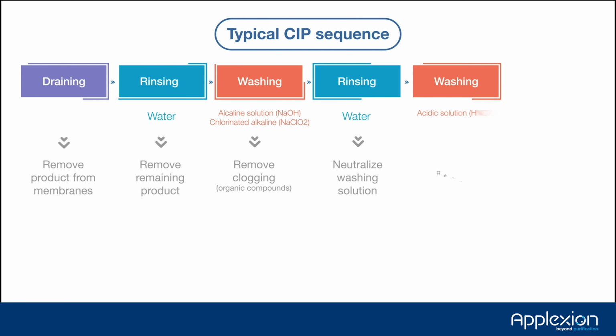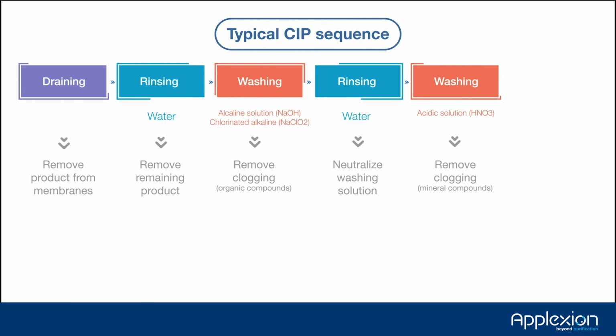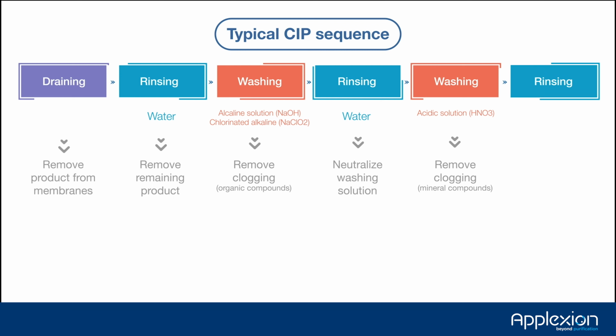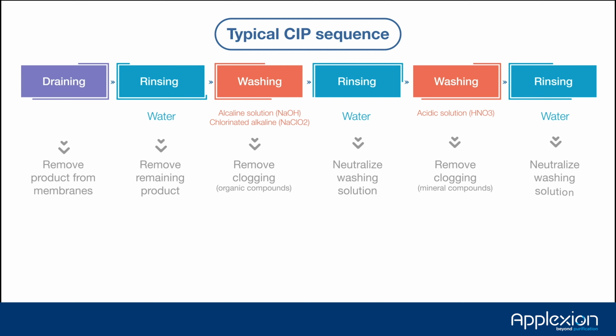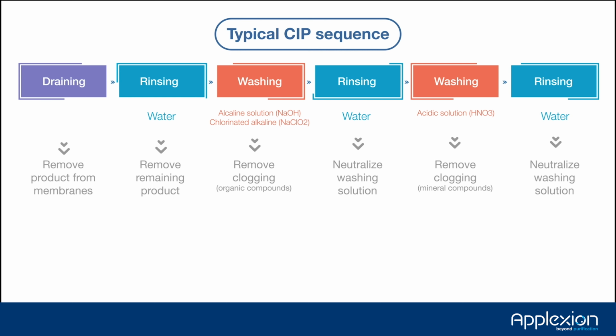Depending on your application, a second washing with nitric acid may be required to remove fouling from mineral compounds such as phosphates or calcium. Finally, the acidic solution is neutralized with one last rinse with water.